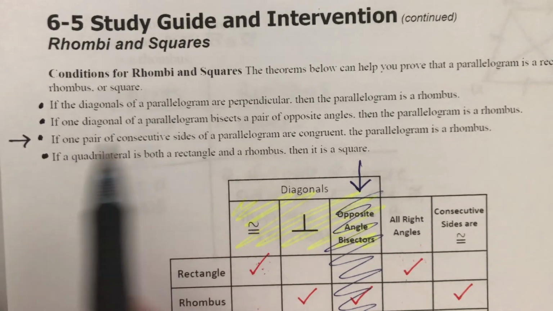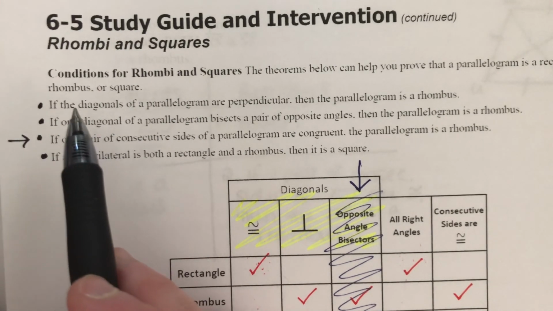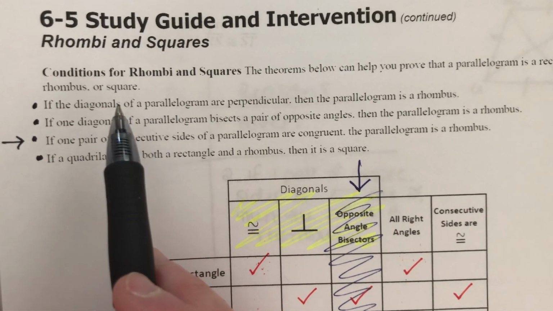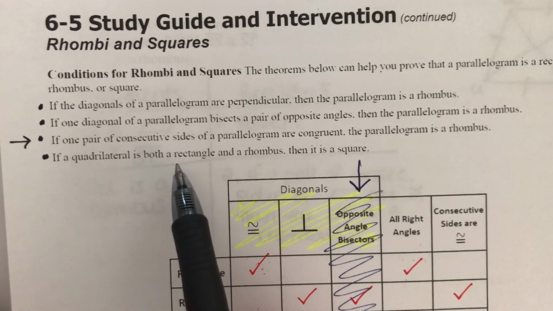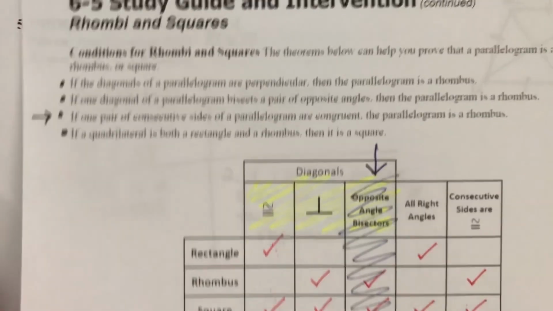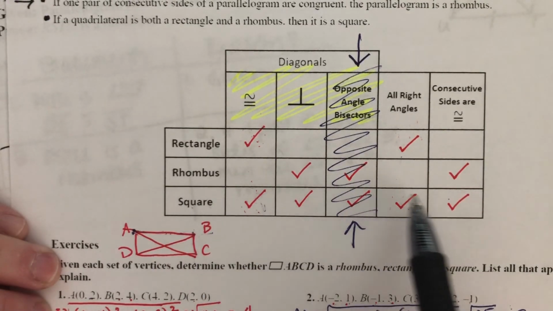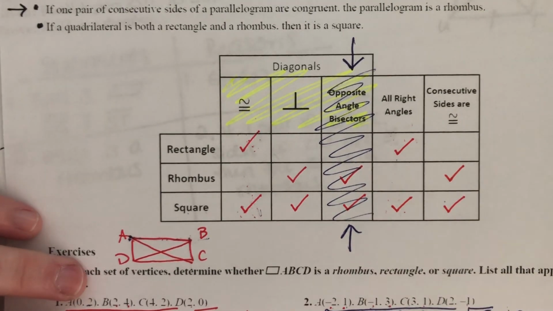These 4 statements, actually the first 3, are good conditions that prove something's a rhombus. The 4th one just says, if a quadrilateral is a rectangle and a rhombus, if it meets all these criteria, right, then it's a square.